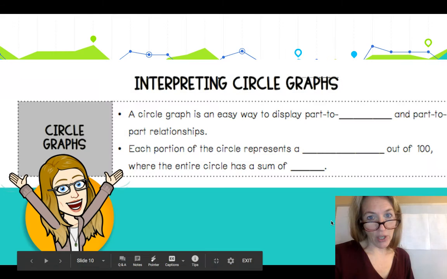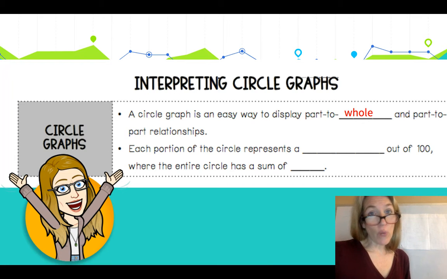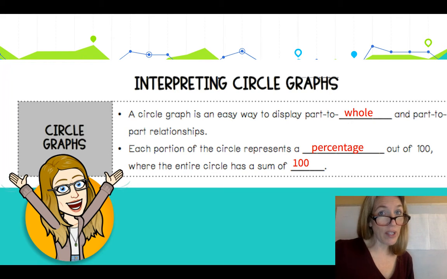Is a circle graph. So, a circle graph is just a great way to show part to whole information and part to part relationships. We talked about these kinds of relationships back in our proportion unit, and that's going to come back today, and we're going to revisit that. So each portion of a circle is actually its percentage out of 100. So that's going to help us interpret these circle graphs. And the whole sum of the entire circle is going to equal 100%.